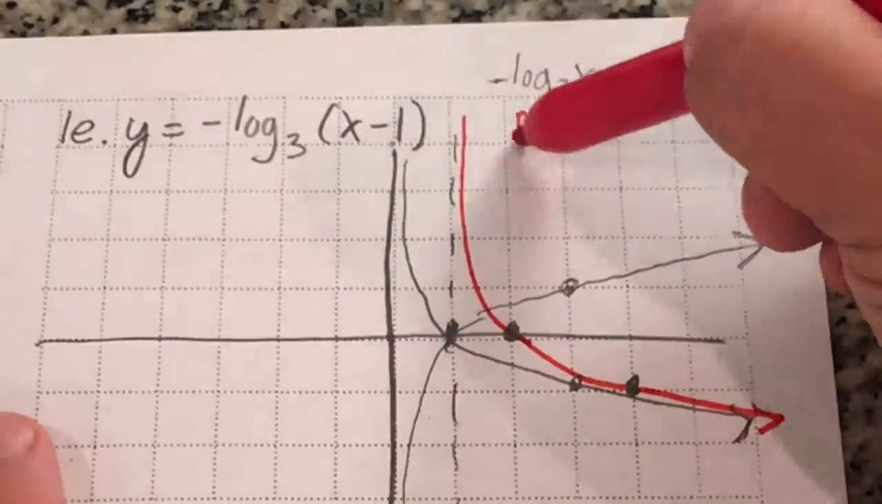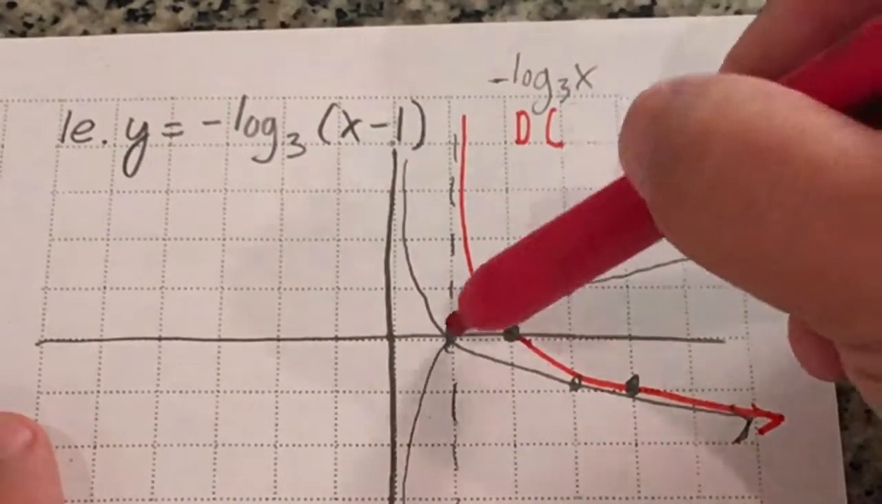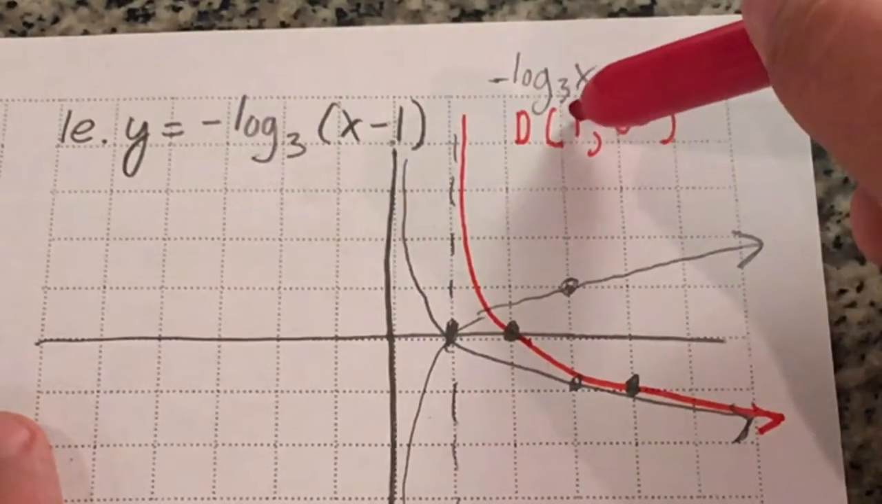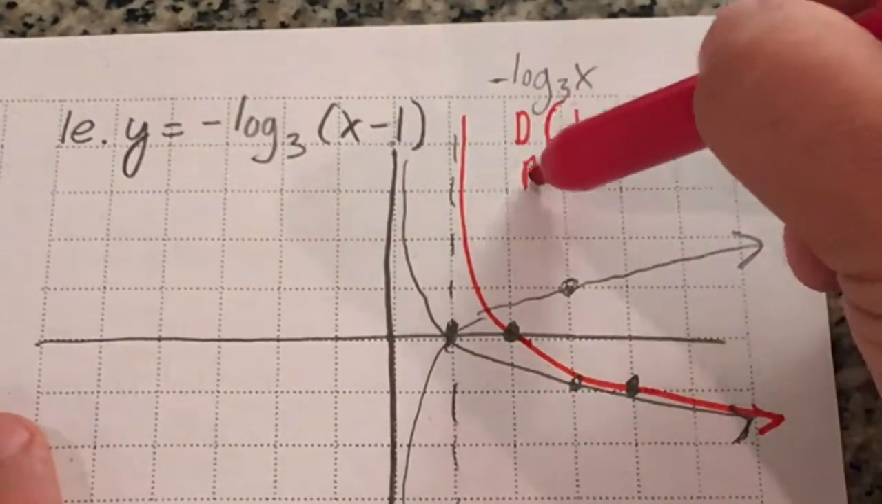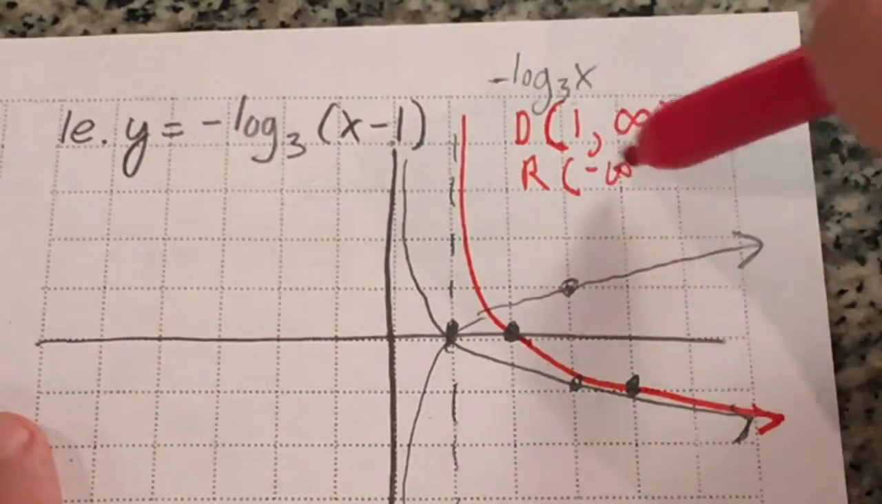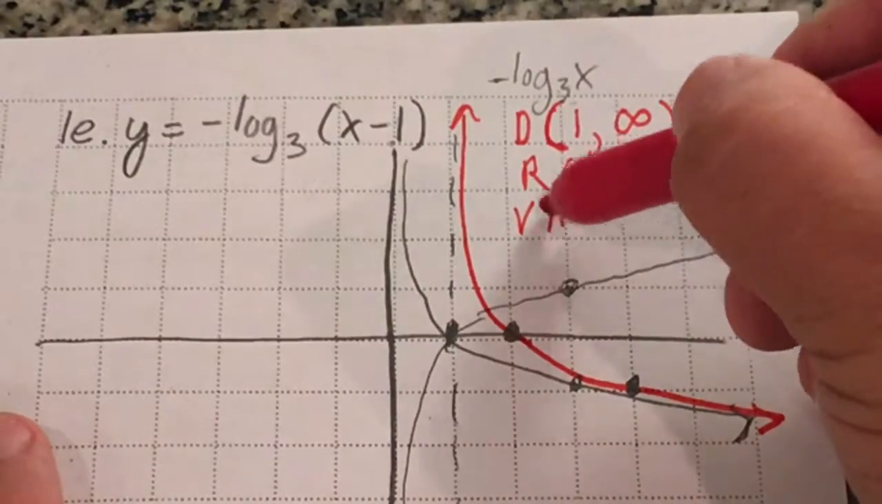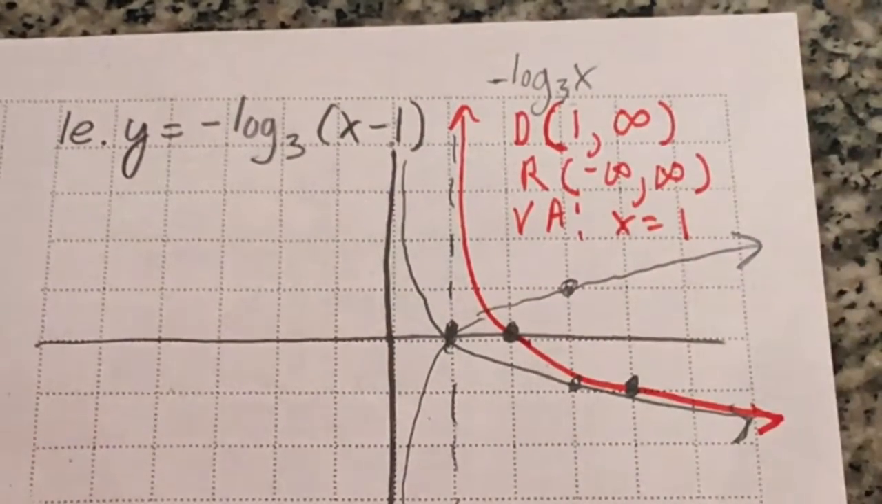The domain is restricted. The domain starts at the vertical asymptote of 1 and goes to infinity. Notice, because it's an asymptote, it really never touches the value of 1. That's why we put a parenthesis on it. The range is going to be all reals. It goes from negative infinity as the lowest y value to positive infinity as the highest y value. And my vertical asymptote is x equals 1 in this particular case.